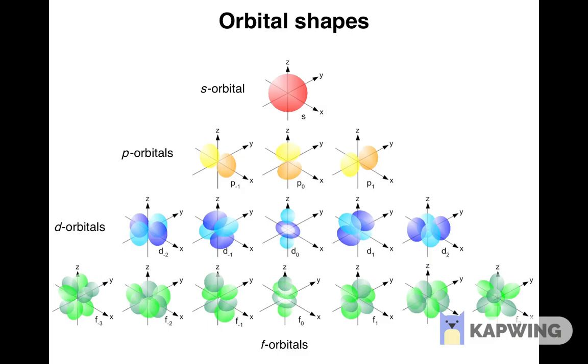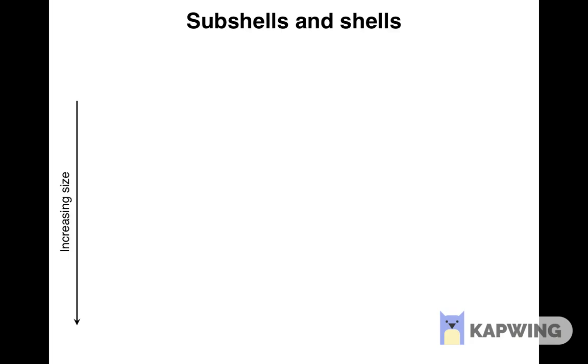Orbitals differ not only in shape, but also in size. For instance, spherical s orbitals can be smaller or larger. The s subshell that consists of the single smallest s orbital is referred to as 1s. The s subshell that consists of the single second smallest s orbital is referred to as 2s. The s subshell that consists of the single third smallest s orbital is referred to as 3s, and so on.